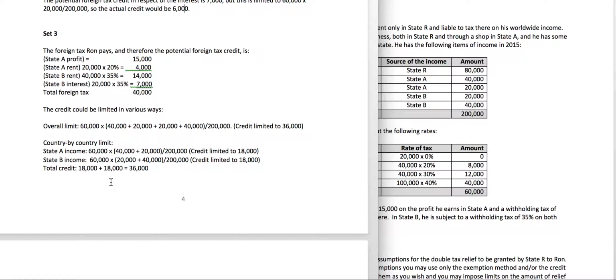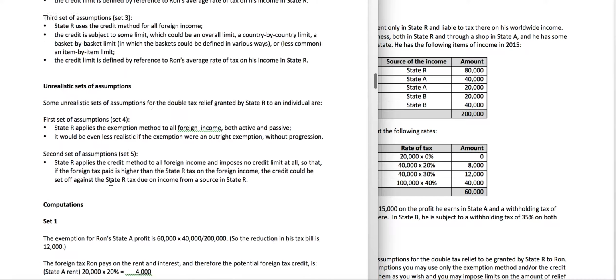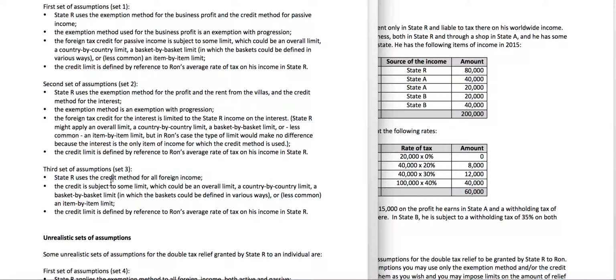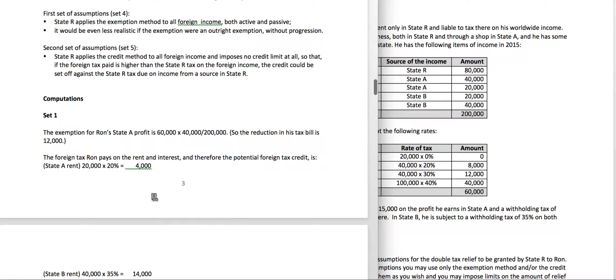The foreign tax Ron pays, and therefore the potential tax credit, is 15,000. So that's set 3. Sorry about that. Let's go up to set 3. State R uses the credit method for all foreign income. That's nice. That's kind of unrealistic. But the credit is subject to some limit, which could be an overall limit, a country-by-country limit, etc. The credit limit is defined by reference to Ron's average rate of tax on his income in state R.